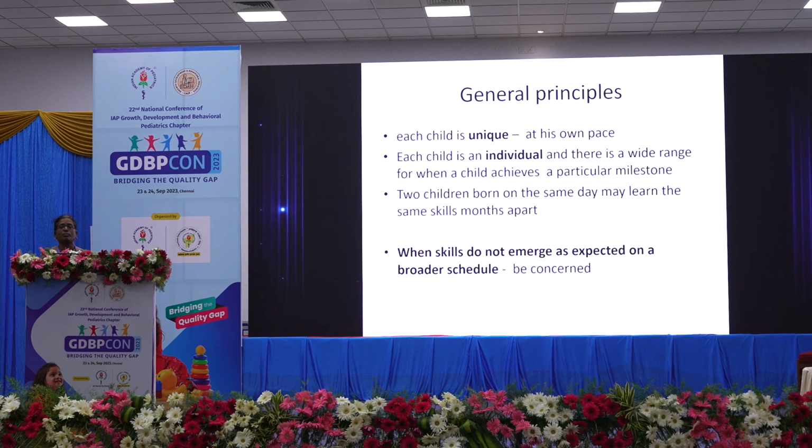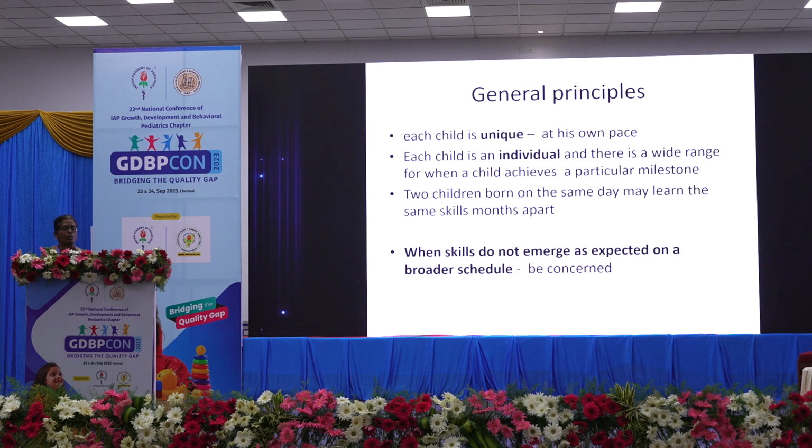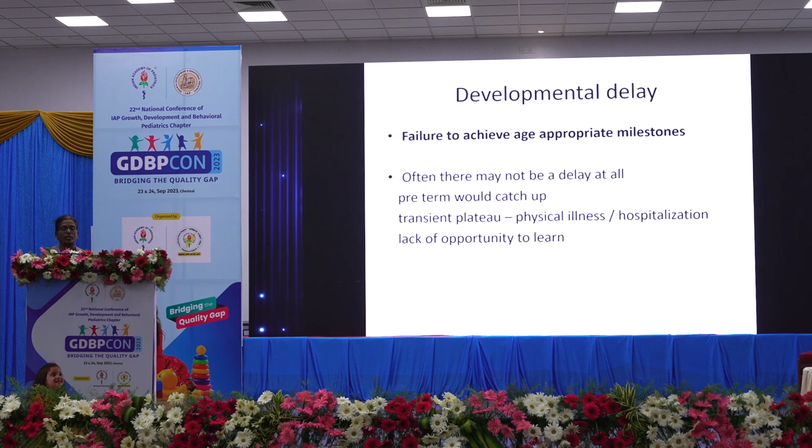And we should also remember that each child is unique. He or she develops at his own pace, and each child is an individual, and there is a wide range when a child achieves a particular milestone. Two children born on the same day may learn the same skill months apart. So when skills do not emerge as expected on a broader schedule, then we have to be concerned about it.